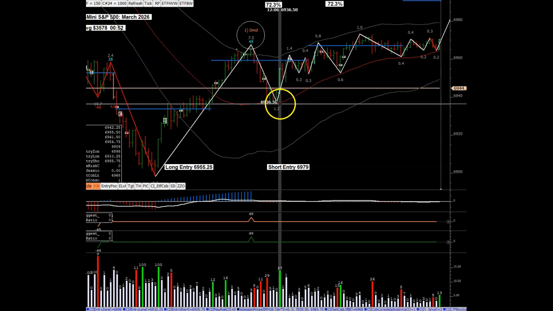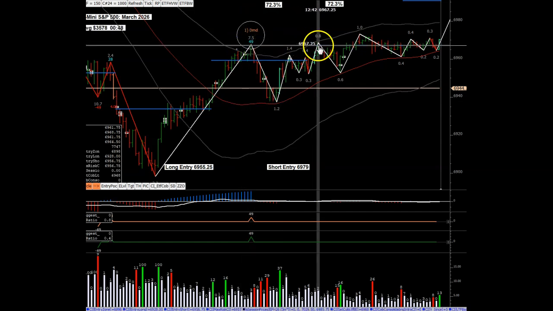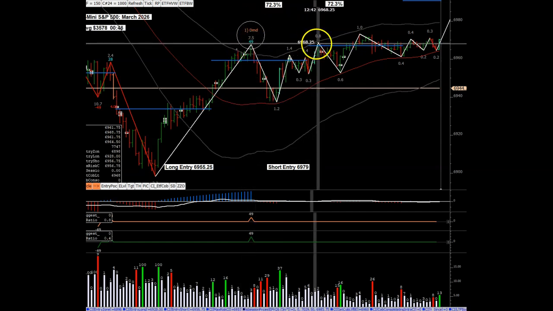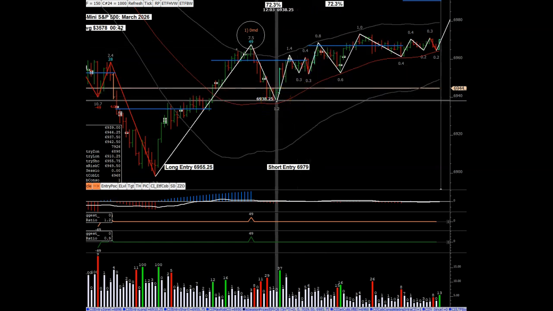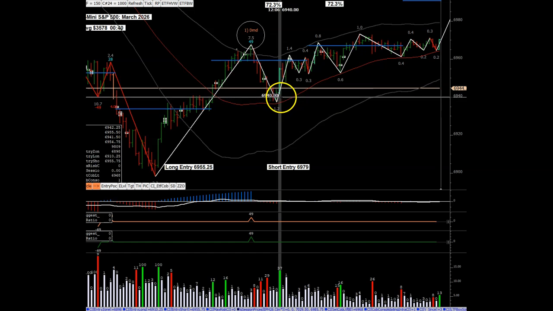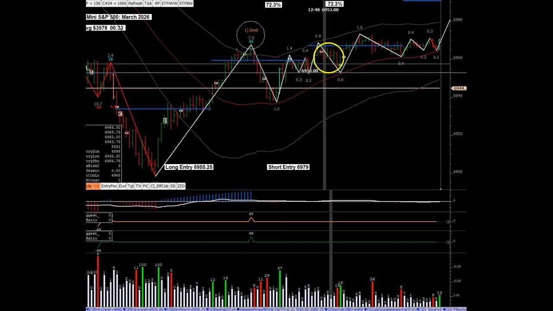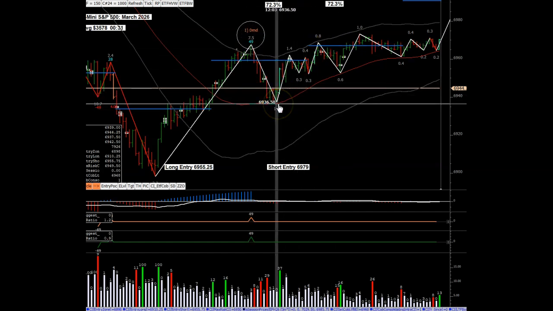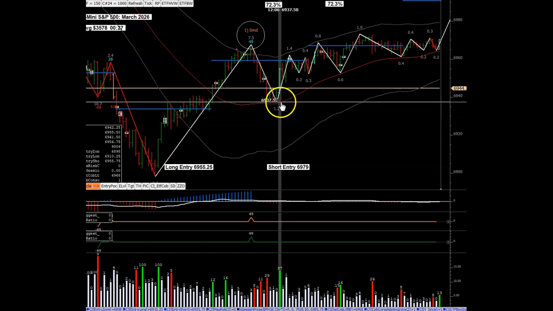Okay, remember, we can buy here on the pullback, or we can buy over here, but this is a bad area to buy, because if I buy here, I have all this risk. But if I buy the pullback, I have basically 1 bar of risk. So do I want to buy the breakout, or do I want to buy the pullback reversal? Obviously, I want to buy a pullback reversal.